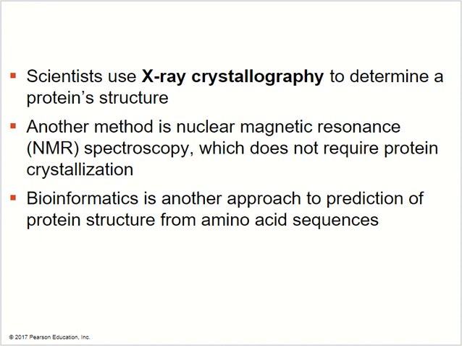Scientists can use X-ray crystallography to determine a protein's structure. Another method is nuclear magnetic resonance, called NMR spectroscopy, which does not require protein crystallization. NMR is the same principle as MRI scans, but in MRI, a magnet is spun around a patient. In NMR, a chemical sample is spun in a magnetic field, and usually the sample can be liquid or solid, whereas X-ray crystallography requires a very clean, solid, and specifically a crystal structure of a material.